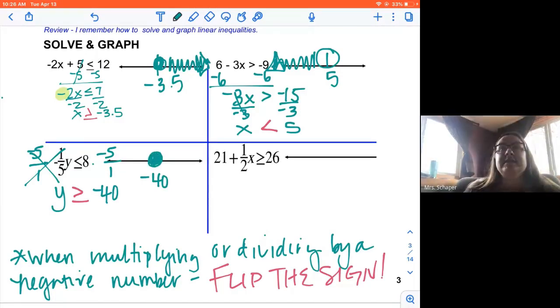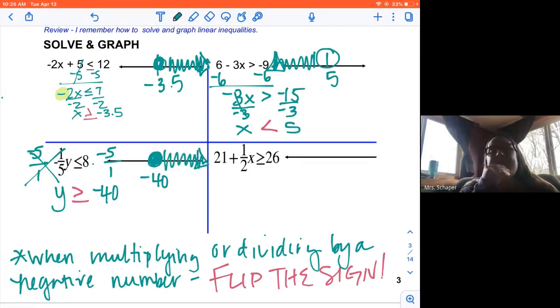And if y is more than that, it's going to shade to the right. One more example, and then we're going to do some verbal to algebraic and then get you on your way.